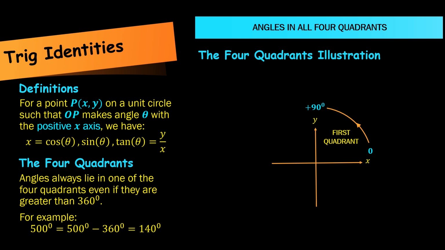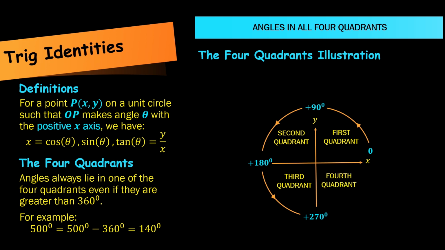Here's 90 degrees, and we go into the second quadrant, between 90 degrees and 180 degrees. After 180 degrees, we go into the third quadrant, and we stay in the third quadrant up to 270 degrees. And then the fourth quadrant is from 270 degrees to plus 360 degrees. And of course this is the same as 0 degrees.